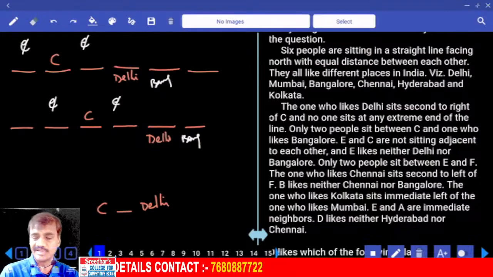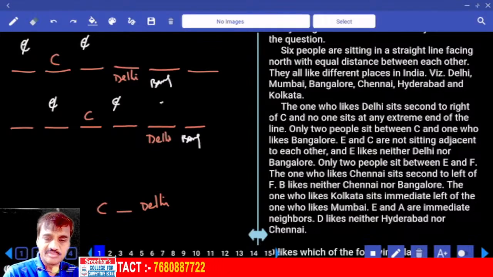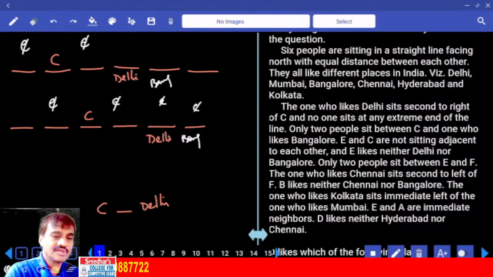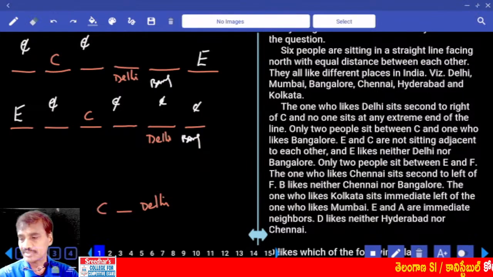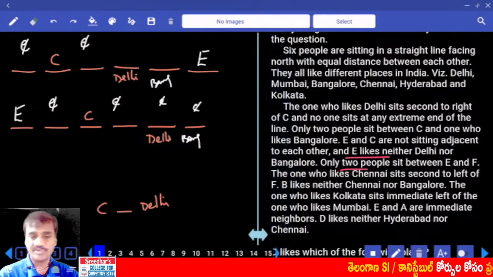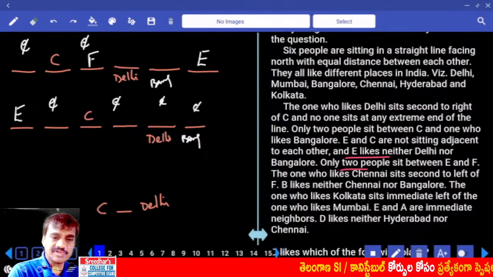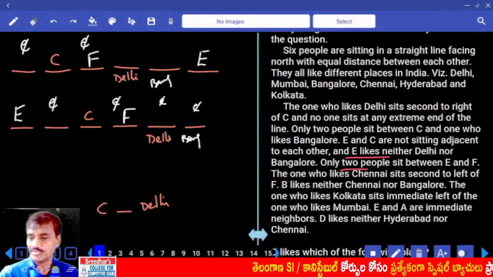E likes neither Delhi nor Bangalore. And E cannot be here as well. Hence definitely E must be here. Neither Delhi nor Bangalore. Next one. And only 2 people sit between E and F. In between E and F there are only 2. Here again there are only 2 between E and F.